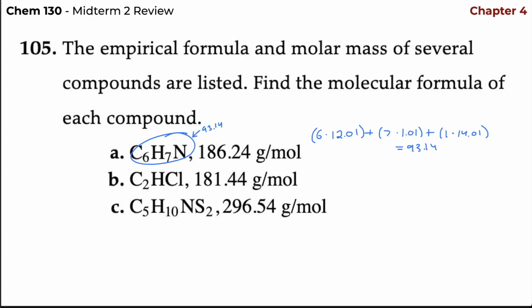Now we want it to be this, right? If you do the math, what you'll find is this is literally this times 2. So what does this say? That means that we have to take this and multiply it by 2, so that all we have to do is take this and multiply this by 2. So our real formula, our molecular formula, is going to be C12, H14, and N2. And yep, that's the answer to this one.